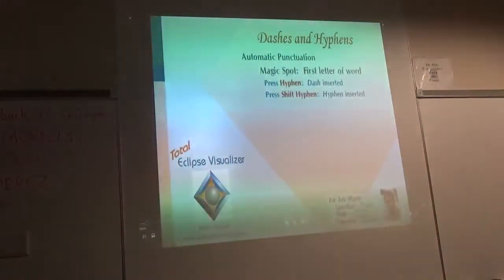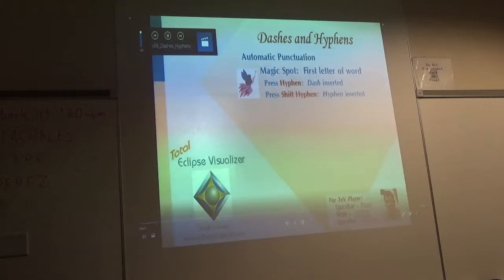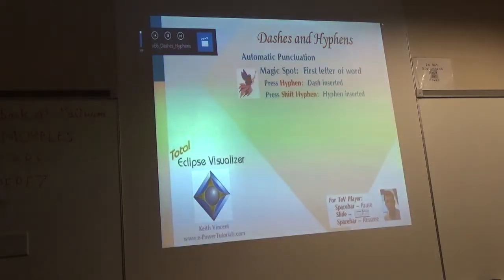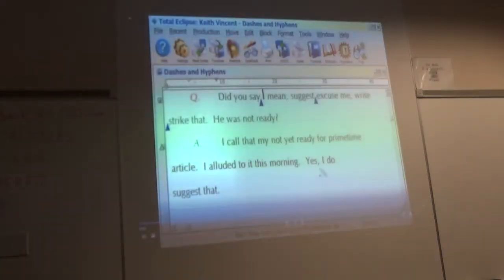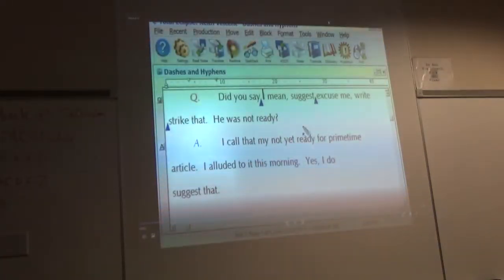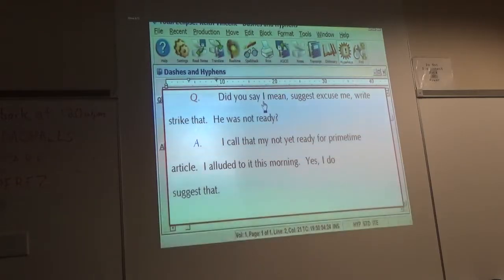The first letter of a word is a magic spot where Eclipse anticipates your needs, like the need to throw in a dash. So when you need a fast dash, just press the hyphen key. And on the less frequent occasions when you do need a hyphen, just press the shift and hyphen keys together. I need dashes where you see the blue arrow. So I'll place my cursor on the beginning of this word and press the hyphen, and then move over, hyphen.